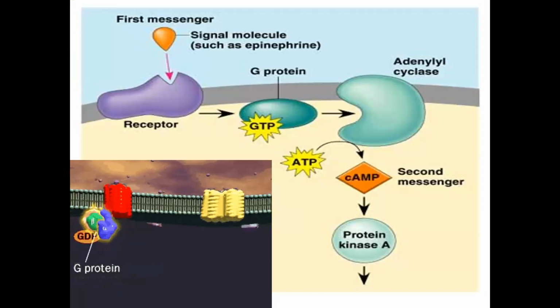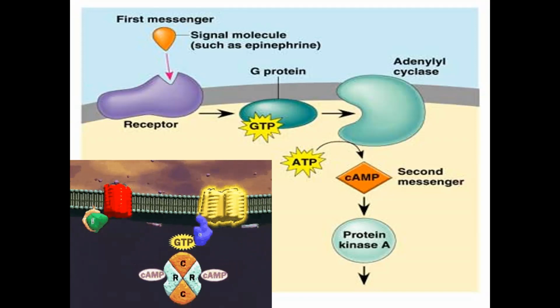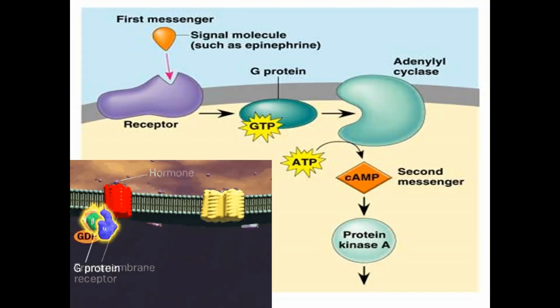Now, this is a much easier way to look at it. The first messenger up there, the little orange thing, is epinephrine. It lands on a receptor site in the cell membrane, activates the G protein, which activates the adenylyl cyclase to make cyclic AMP inside the cell, and it tells the cell to make enzymes to do something, whatever it is. So what do you have to remember out of this? Cyclic AMP is one of the two big second messengers.